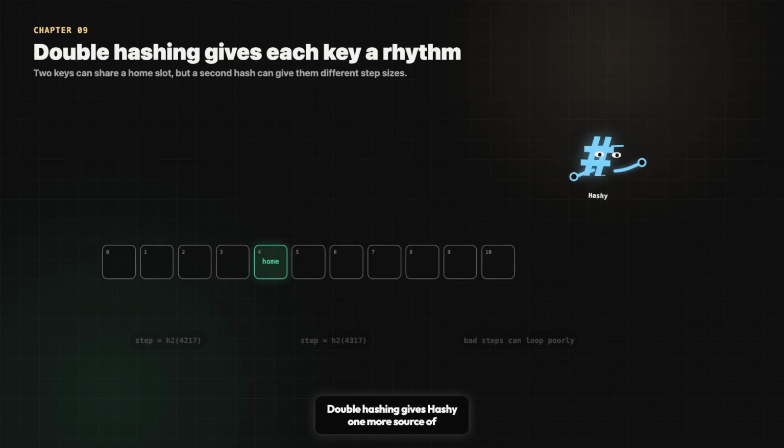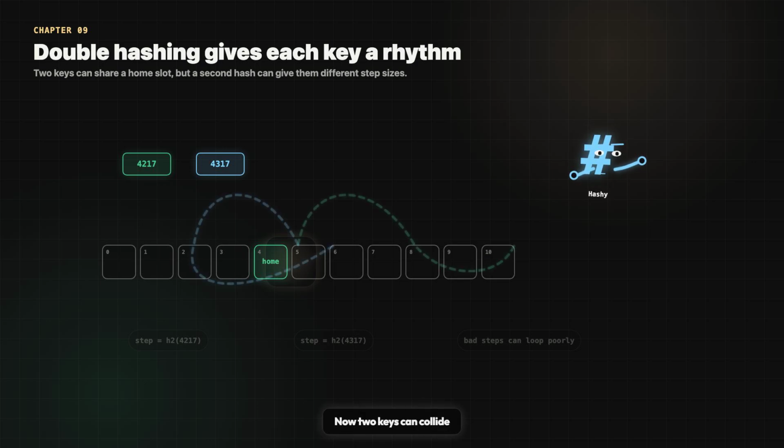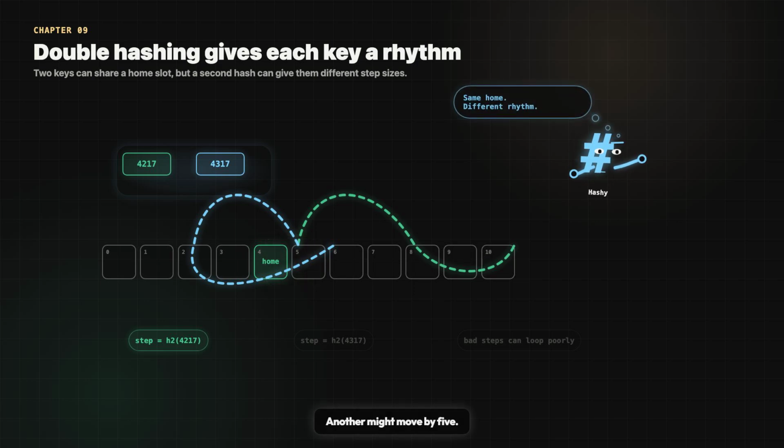Double hashing gives Hashy one more source of movement. The first hash still chooses the home slot. A second hash chooses the step size for that key. Now two keys can collide at the same home slot and still explore the table differently. One key might move by 3 cells each time. Another might move by 5. This reduces the chance that many probe paths pile on top of each other.